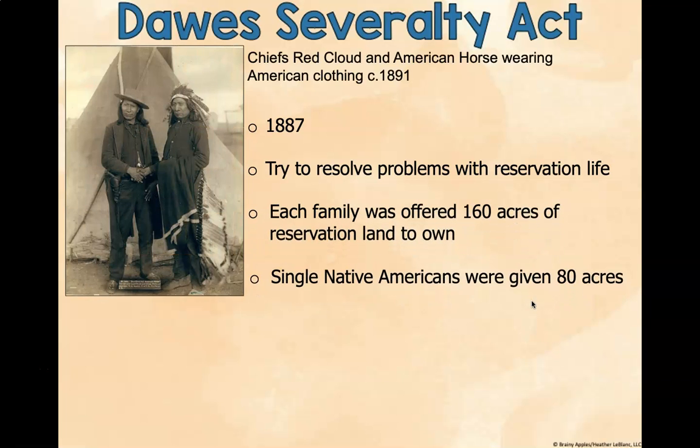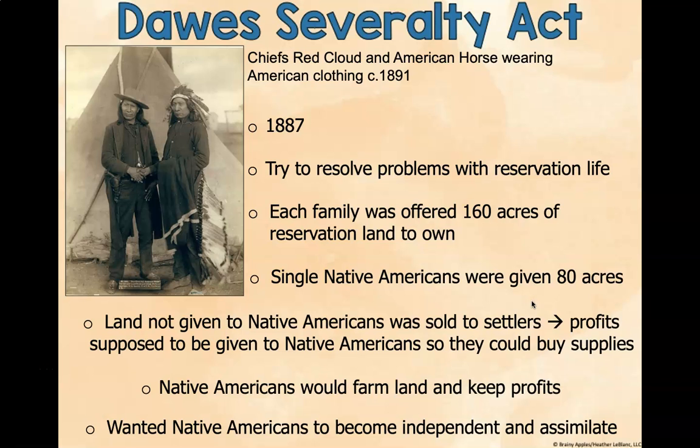And then we get to the Dawes Act. So in 1887, the Dawes Severalty Act was passed, and they tried to resolve problems with reservation life. Each family was offered 160 acres of reservation land to own. Single Native Americans were given 80 acres. Land not given to Native Americans was sold to settlers, and profits were supposed to be given to Native Americans so they could buy supplies. What happened was the Native Americans would farm the land and they kept the profits. They wanted Native Americans to become independent and to assimilate. Now, assimilate means that they wanted them to start to blend in with American culture.